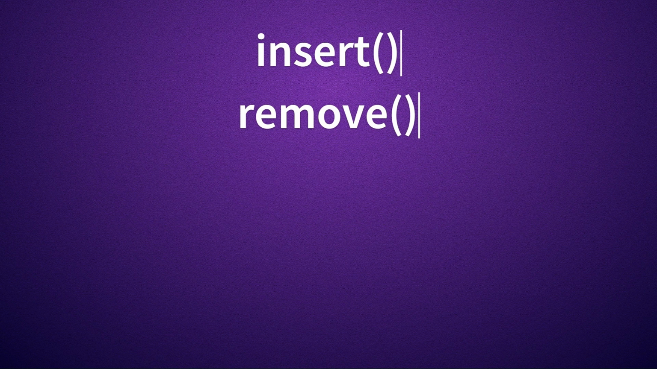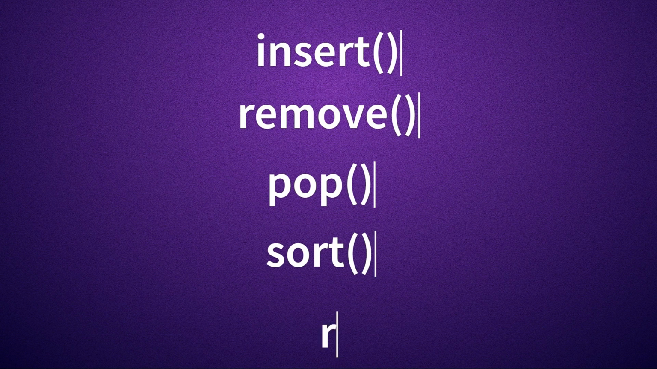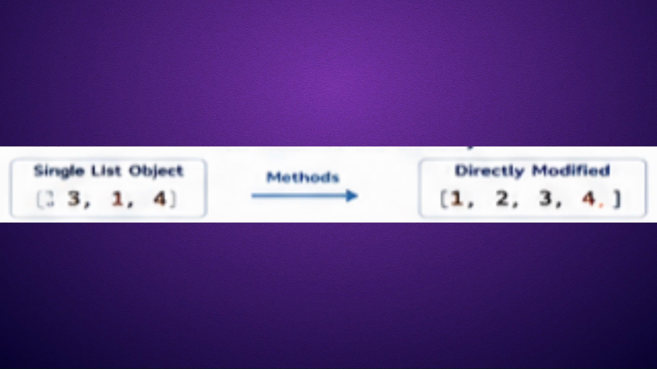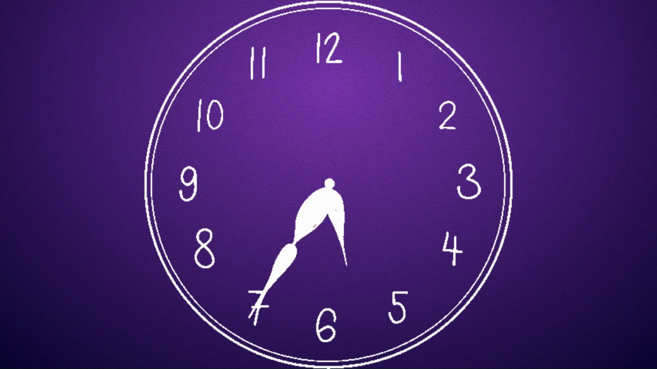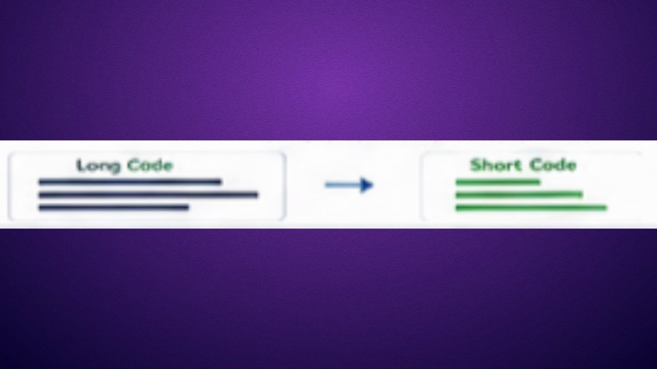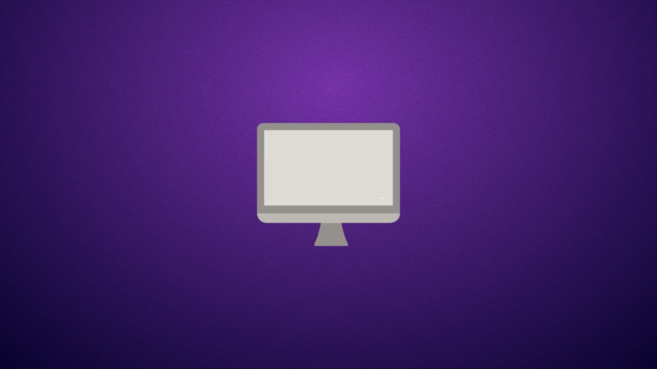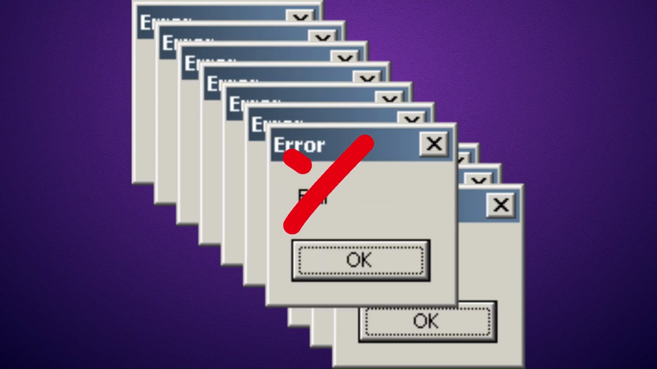These list methods like append, insert, remove, pop, sort, reverse all modify the list directly. This saves a lot of time and makes code shorter and cleaner. Understanding when and how to use these methods prevents many beginners' mistakes.